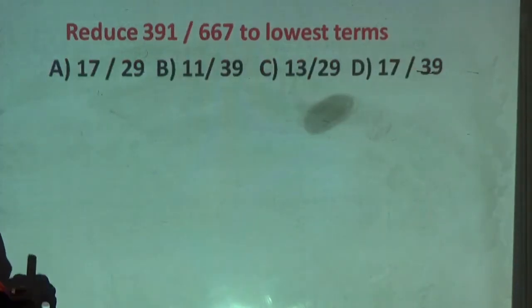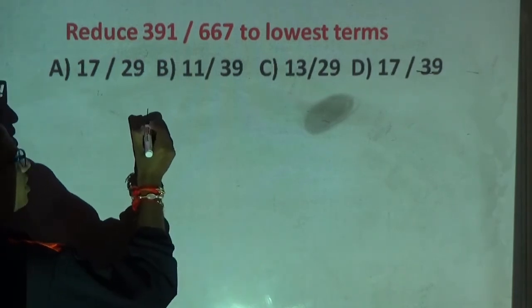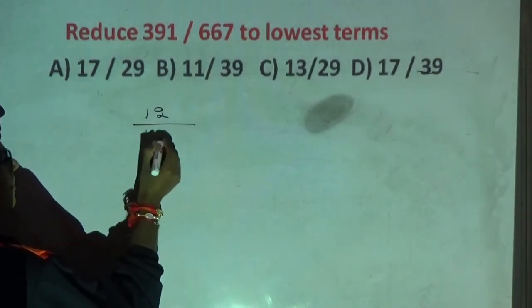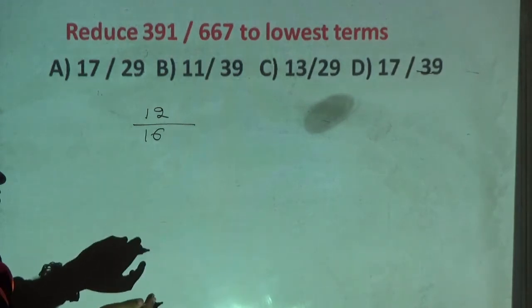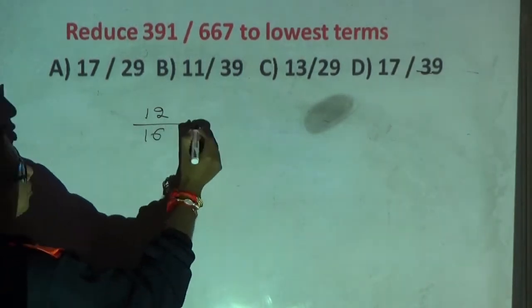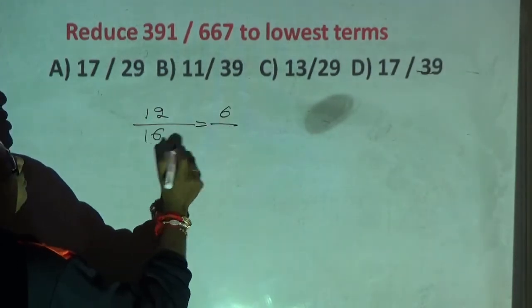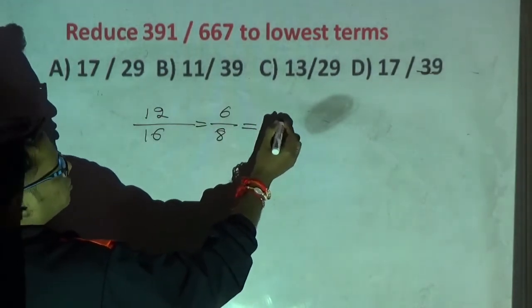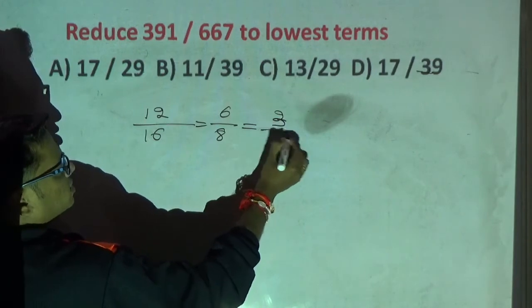Next question: reduce 391 divided by 667 to the lowest term. Before explaining this, I will take one simple example: 12 by 16. What you people will do, you start dividing from the lowest number like 2. 2 sixes are 12, then 2 eights are 16, then again 2 twos, sorry, 2 threes, 2 fours.